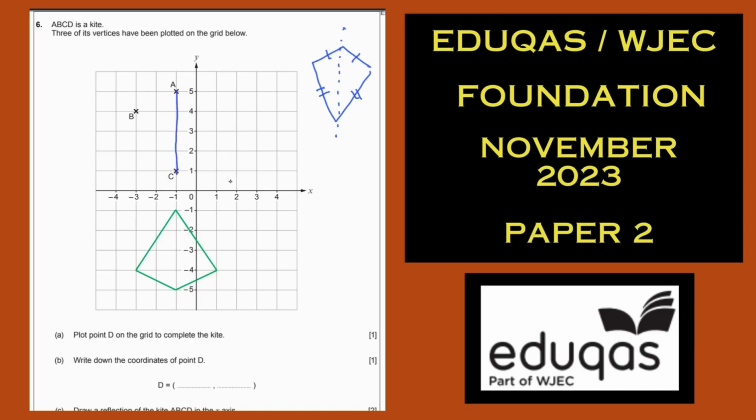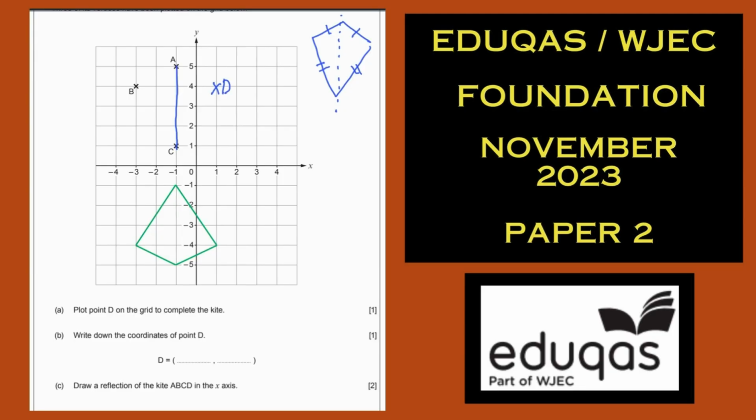B is 2 squares away. The other vertex, D, should be 2 squares away on the other side. Part B wants us to write the coordinates of that down. It's 1 to the right of the origin, 4 up.